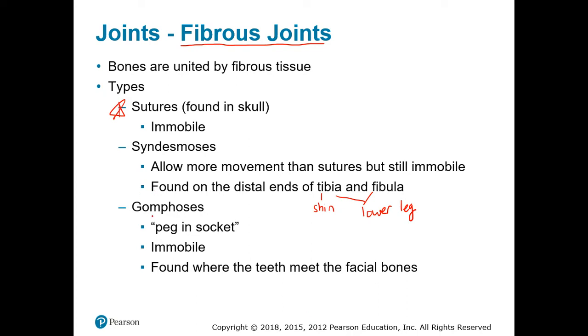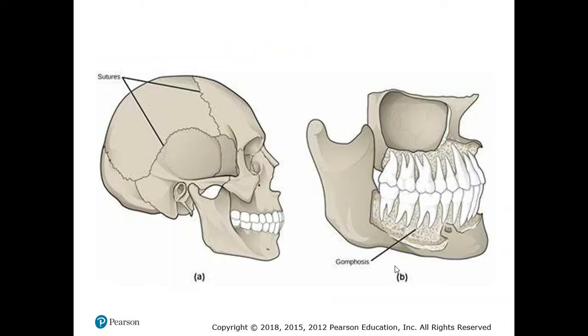And the last one is gomphoses. This is called a peg and socket joint. These are immobile, and these are going to be found where your teeth meet your facial bones. So if you look at it down here, you have your jaw, your upper and lower jaw. Your teeth actually are embedded in that bone, and that's a gomphosis joint. I think of gomphoses like gum. Teeth are embedded in your gums.